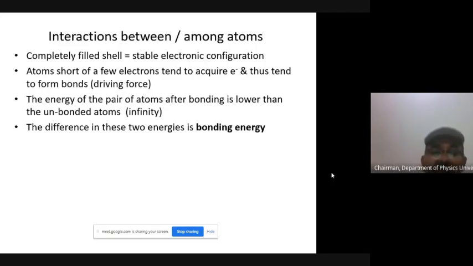This is the driving force for bond formation, because people can ask you, as a physicist or scientist, why bonds form in the first place. So the driving force for the formation of a bond is that the atom is short of a few electrons, or if an atom has almost free electrons, they can be bound with other ones.